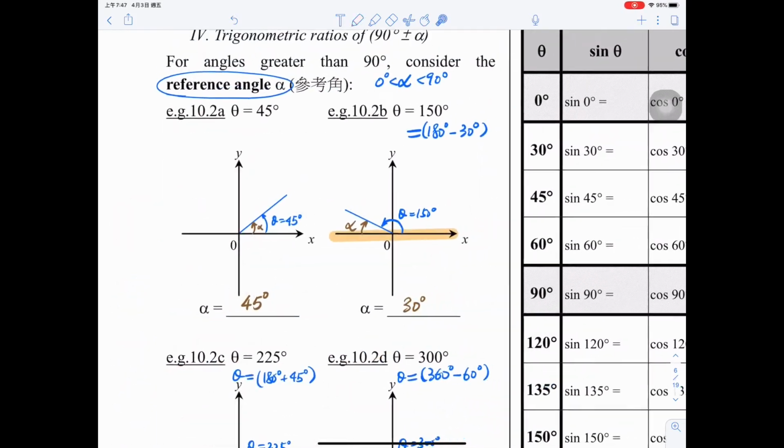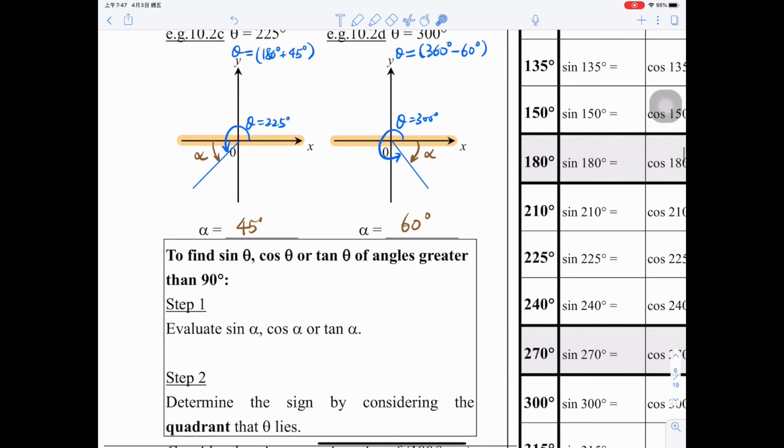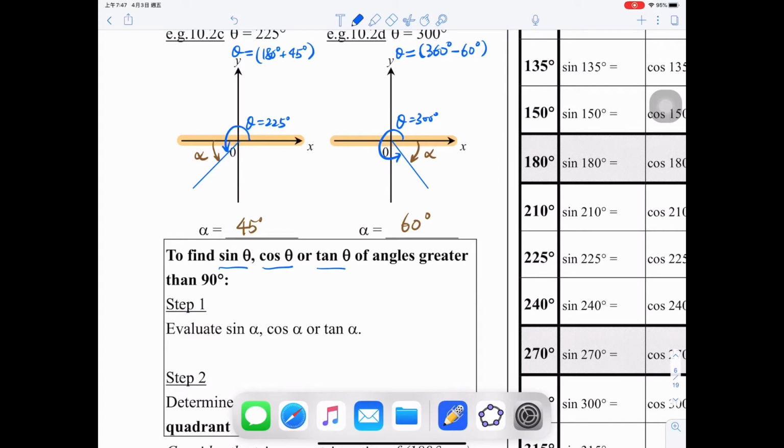Then later on, we'll have a look at how to find sine theta, cosine theta, or tangent theta of angles greater than 90 degrees. And here we'll have a look. Now I use another app, this one, remember? GeoGebra.